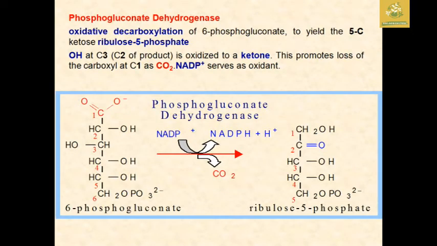After that, the 6 phosphogluconate undergoes a reaction in the presence of the phosphogluconate dehydrogenase enzyme, where NADP plus is converted to NADPH with the release of CO2, and here NADP plus acts as an oxidant. So before we saw it as an electron acceptor, but at this point it serves as an oxidant, and it forms ribulose 5 phosphate as the final product.